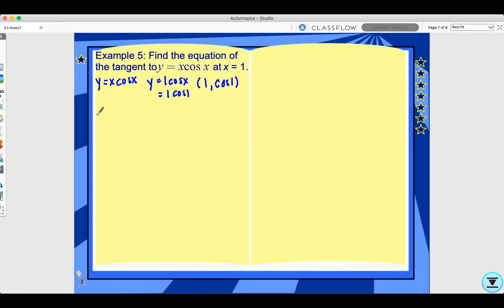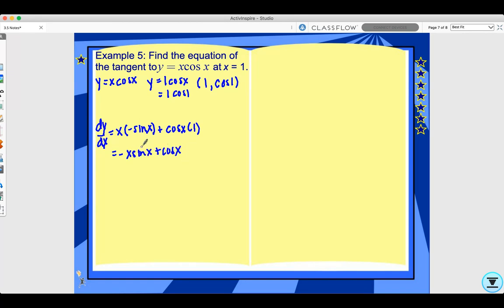So I have my x and y coordinate. The next thing we need to do is we need to find the derivative, because the derivative gives you the slope of the tangent line. So we need to find dy dx. And since this is a product, we will have to use the product rule. So it would be the first factor, which is x, times the derivative of cosine x, which is negative sine x, plus cosine x times 1, because it's the second part of the product, times the derivative of x, which is 1. This would just be negative x sine x plus cosine x.